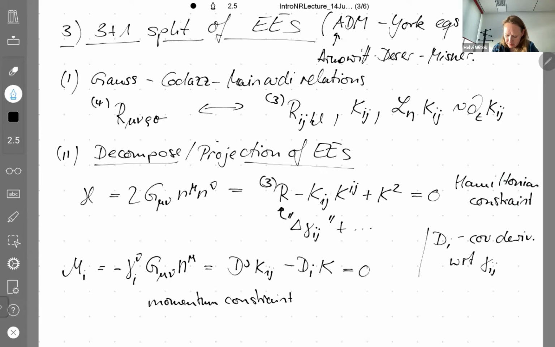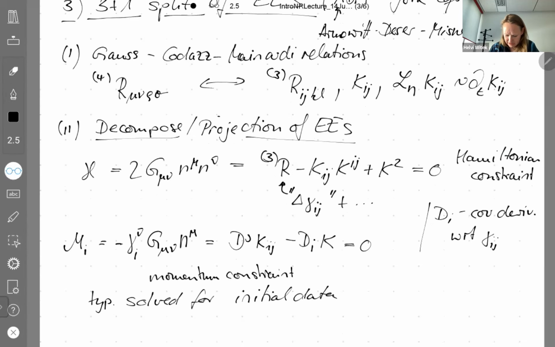Good. In practice, we typically solve these constraint equations to fix some of the components in our initial data. So, typically solved for initial data.